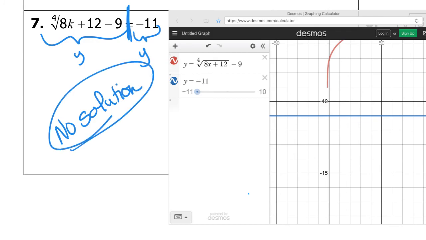So using Desmos to solve radical equations is as simple as putting in the left-hand side of the equal sign as one equation and the right-hand side of your equation in as another equation on your graph, comparing the two, and looking where they intersect.